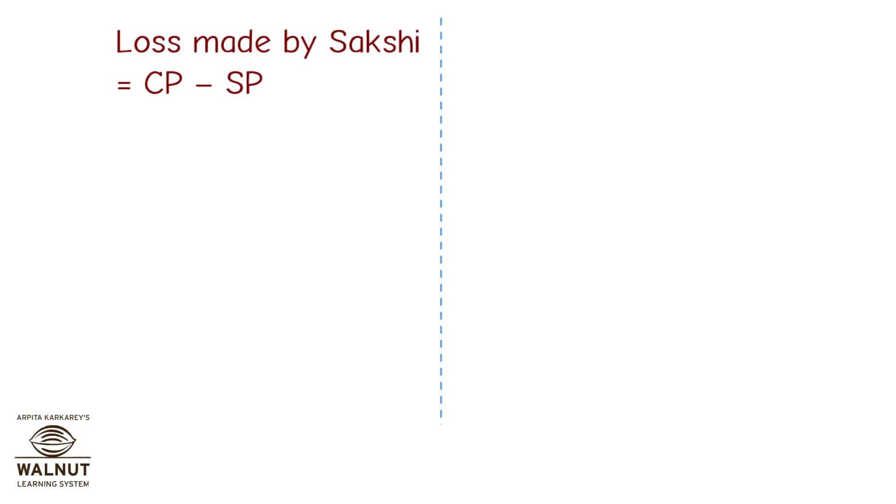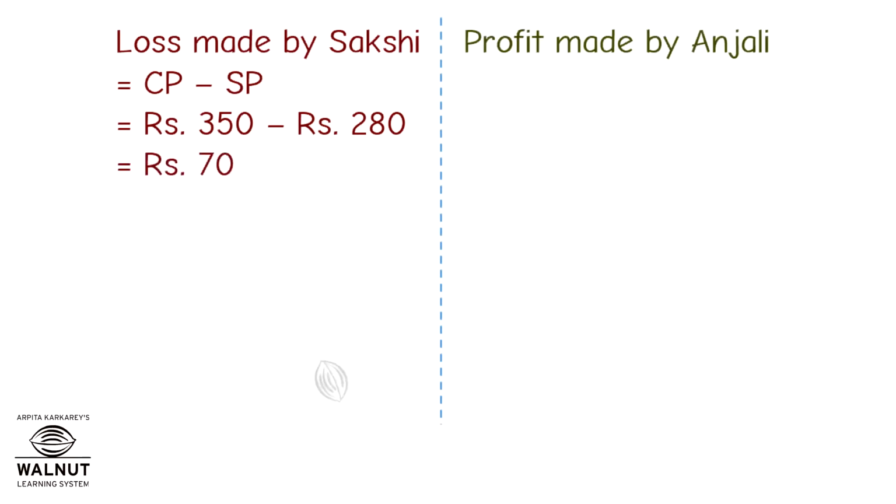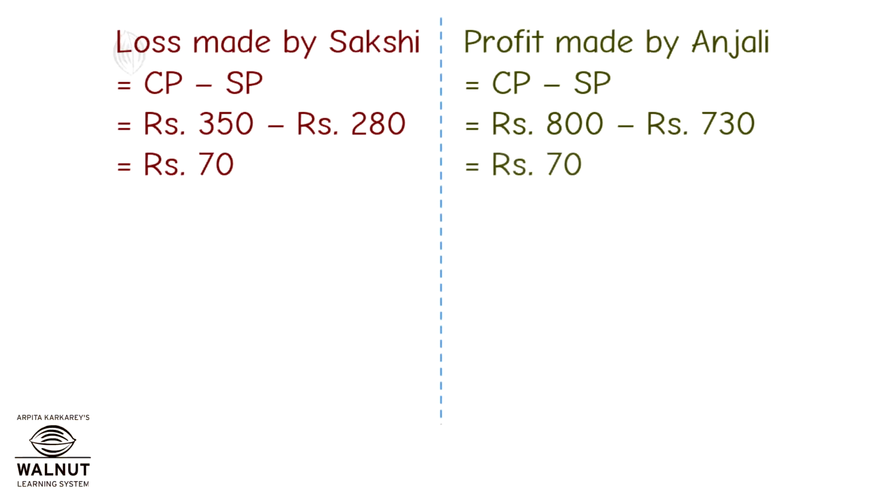Loss made by Sakshi is equal to CP minus SP, that is equal to rupees 350 minus rupees 280, that is equal to rupees 70. Loss made by Anjali is equal to CP minus SP, that is equal to rupees 800 minus rupees 730, that is equal to rupees 70. Now you can see both of them have made a loss of rupees 70.